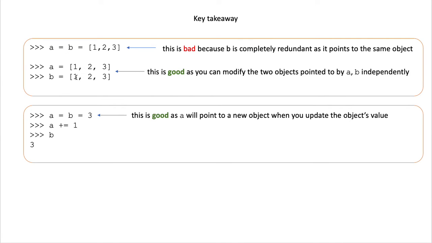And this 1, 2, 3 and the second 1, 2, 3 are actually two different objects stored in two different memory addresses with identical initial values. In contrast, if you want to do a chain assignment to an integer object, that's good because a will point to a new object when you update the object's value as seen here.